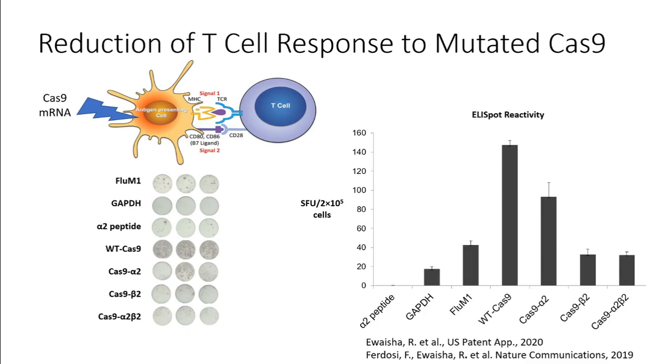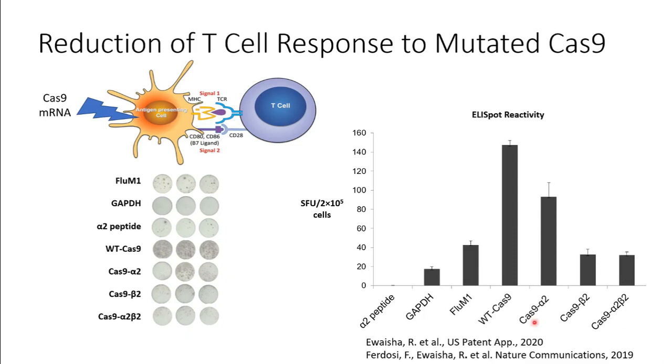These experiments were done using peptides. We wanted to see the reduction in the immune response to the full Cas9 antigen. So antigen-presenting cells were transfected with mRNA encoding either wild-type Cas9, Cas9 alpha 2, Cas9 beta 2, or Cas9 alpha 2 beta 2. And these antigen-presenting cells were used to stimulate healthy donor T cells that are reactive to SP-Cas9. So these are the results of the ELISpot experiment.